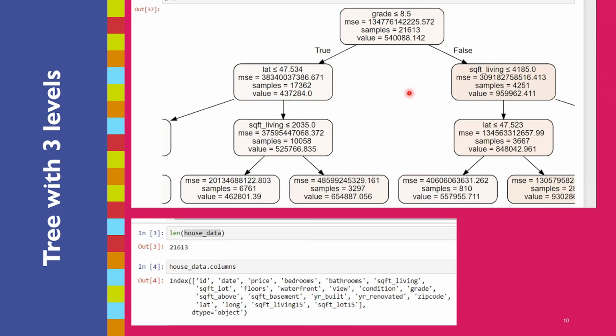With three levels, it is like the grade is less than 8.5, then it goes into latitude less than 47.534, and then again there is a split based on square foot living. Here also, when it is false, then square foot living and latitude are the two parameters which are used there.